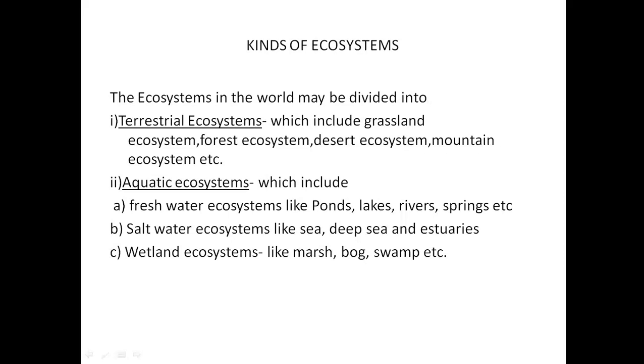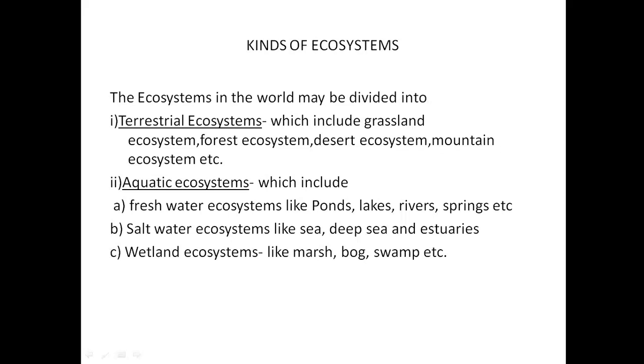Then you can see the saltwater ecosystems. So it will be the sea and the oceans where the water is salty. All right, then you will be having saltwater ecosystems like the sea, which include the deep sea, and estuaries. Estuaries are actually the place where the river and sea meet. It also forms one kind of ecosystem.